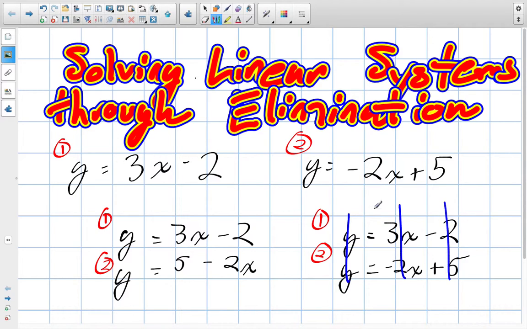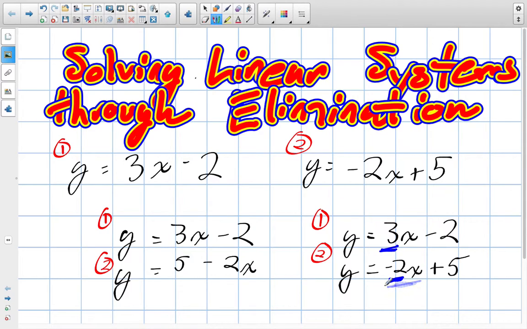What we're going to try to do now is eliminate one of the variables. So we're going to focus on either the x's or the y's. We can eliminate either one. I'm going to tell you, we're going to start with the harder pair. Okay, so I'm going to eliminate the x's. And in order to do this, we want to have the same coefficient. So that's the value in front of the x's. Right now we don't. We have a 3 and a negative 2.